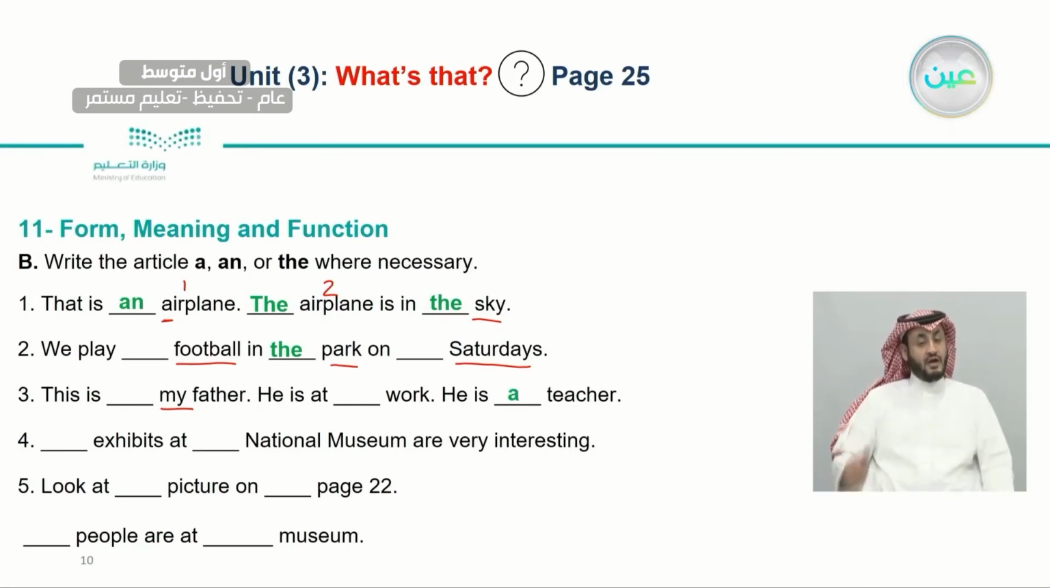Good job. He is a teacher. And why did I leave the second sentence here? He is at work. Because it's a purpose, right? He's going to work. There is no need to define it. This is my father. He is at work. He is a teacher. And it's a singular, okay?